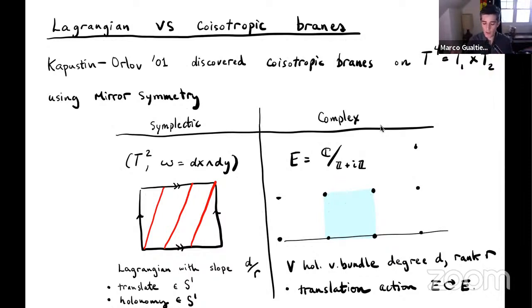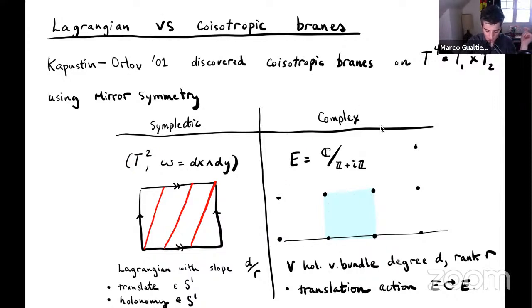Mirror symmetry states very clearly that the two categories, the Fukaya category on one side and the complex derived category of coherent sheaves, should be isomorphic. But what they found was that there were additional objects on the complex geometry side which were not representable by Lagrangians. So they knew that there should be something besides Lagrangians in order for mirror symmetry to be correct. What they used is this basic fact that a symplectic T2 is mirror to a complex elliptic curve.